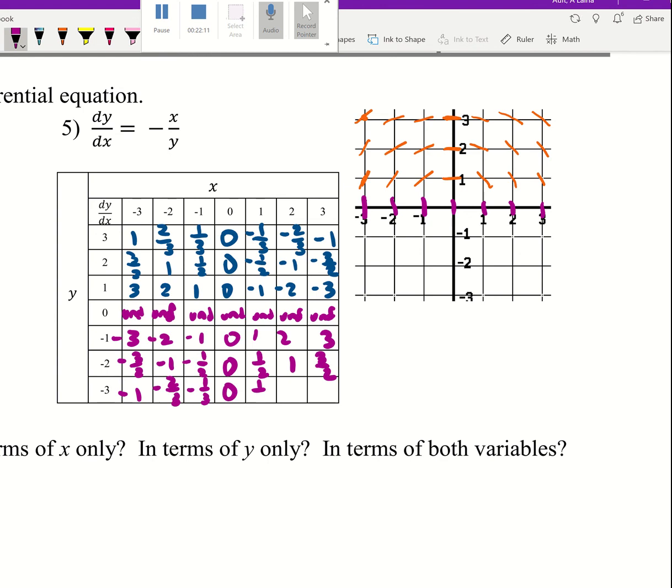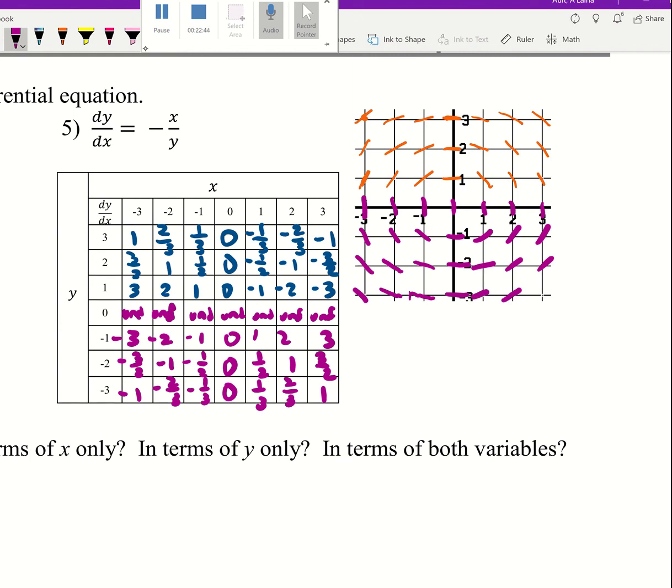Now, do you have to use a table? Nah, it's up to you. If you would rather just calculate it as you go, there's nothing wrong with that, but I'm going to start drawing these in. So -3, -2, -1, 0, +1, +2, +3, and so forth. And then we can get our diagram. This is our slope field.